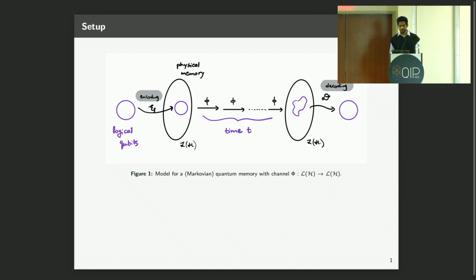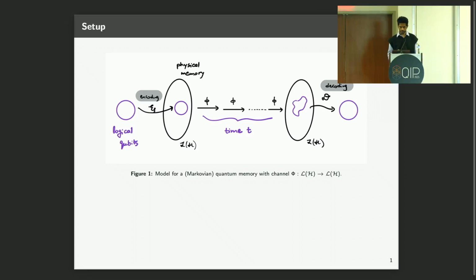for the time. And after this process, we encode initially at time t equal to 0 our logical data into some error correcting code. We let the noisy process do its thing, and at time t, we do some decoding, try to recover our information back. And so this is the setup.